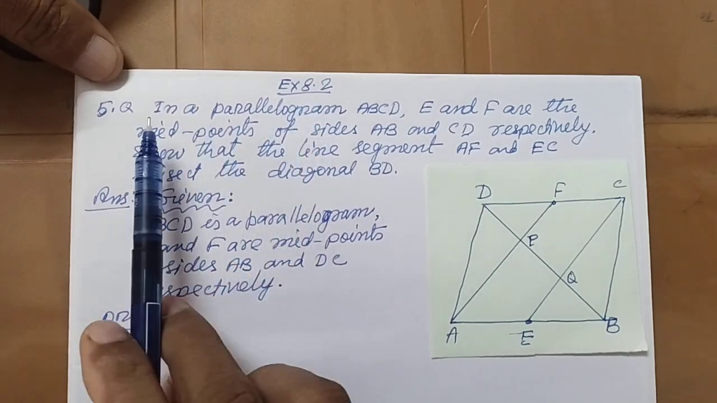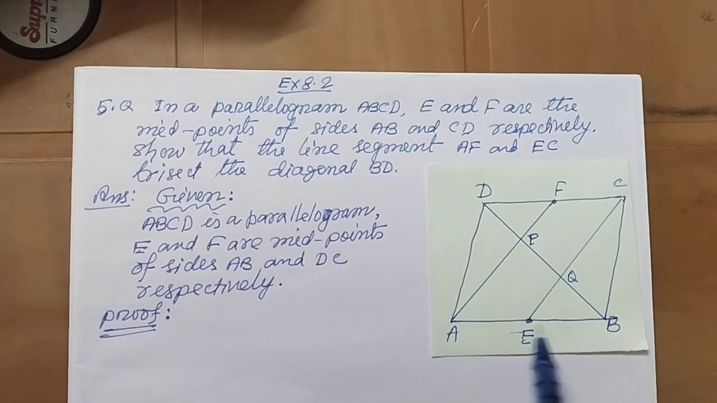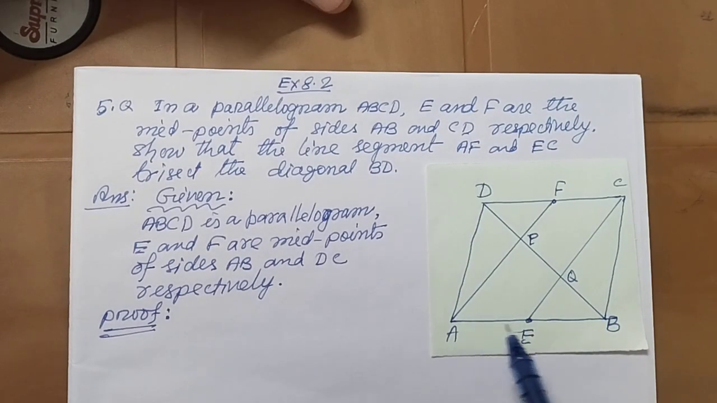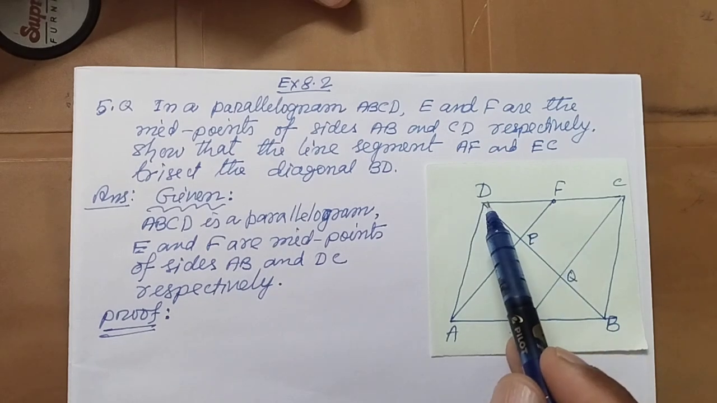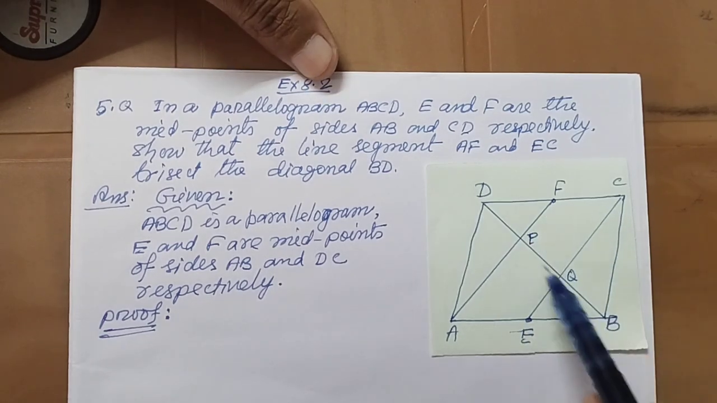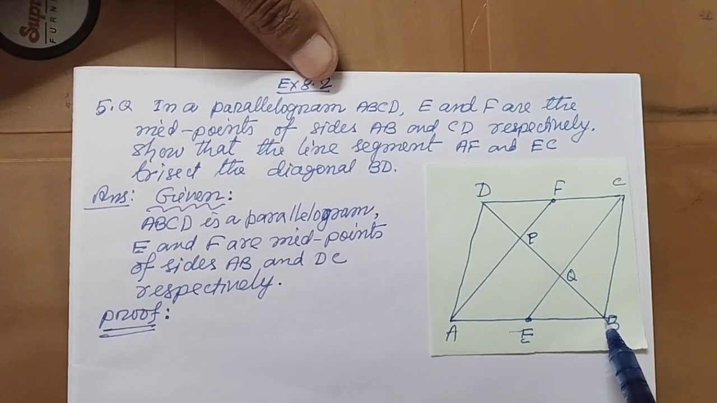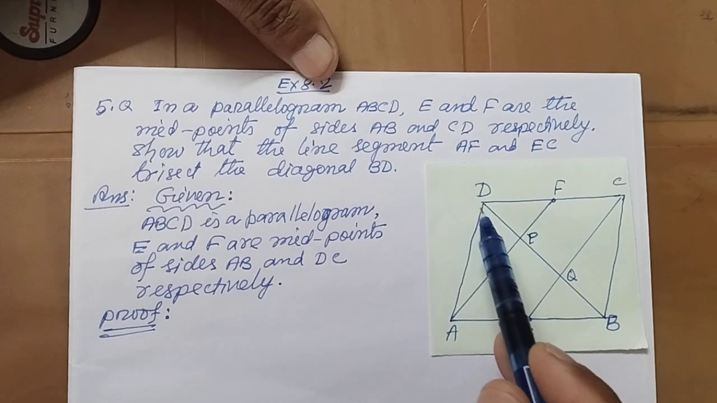Exercise 8.2 question number 5. It is like this: ABCD is a parallelogram. E is midpoint of AB, F is midpoint of DC, and you are asked to prove that this point of intersection P and Q is trisecting the diagonal BD. Trisecting means it is dividing into three equal parts. P and Q dividing BD into three equal parts.